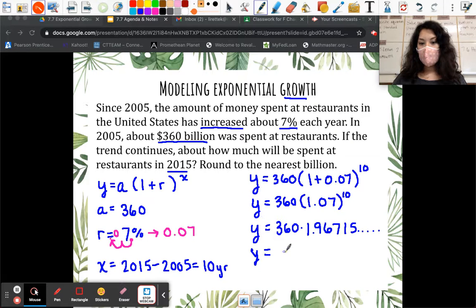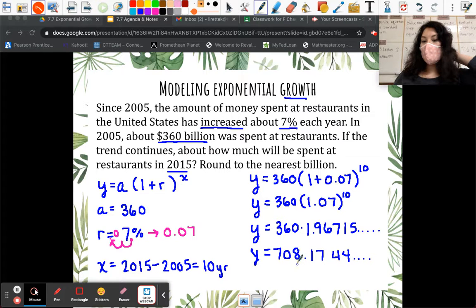And that's going to give me the following answer, 708 point, oops, did I make a mistake here? Let me just double check. 1.07 to the power 10, and then multiply that answer with 360. Okay, yeah, I agree with that. Okay, so this is what I'm getting, 708.1744, and it just keeps going again, right?